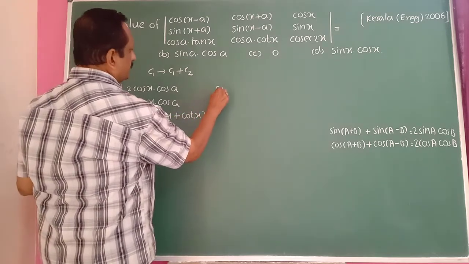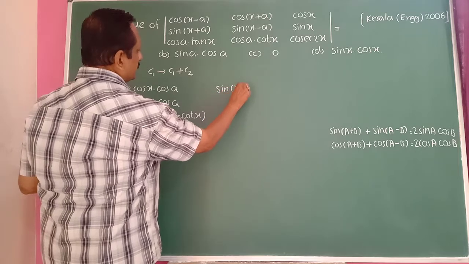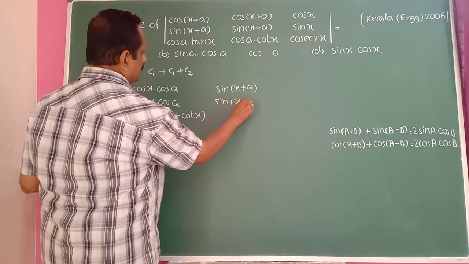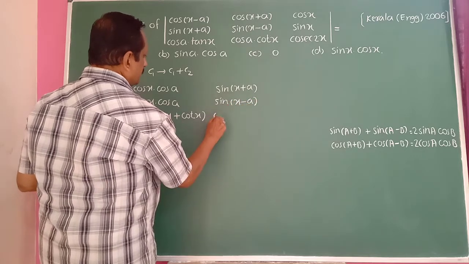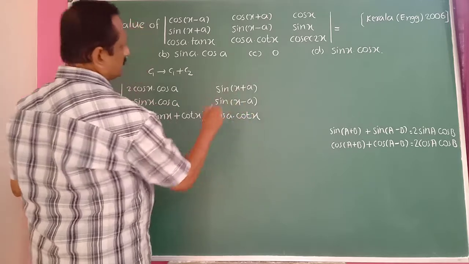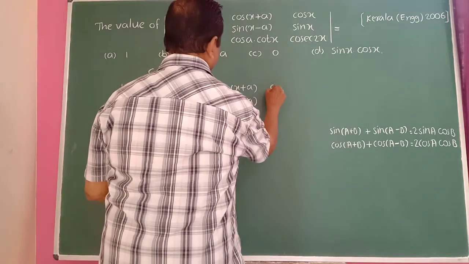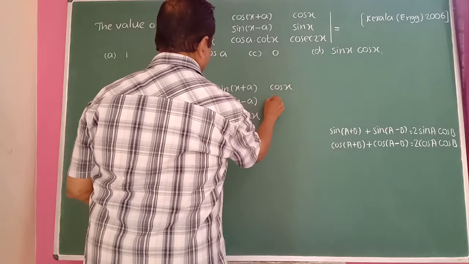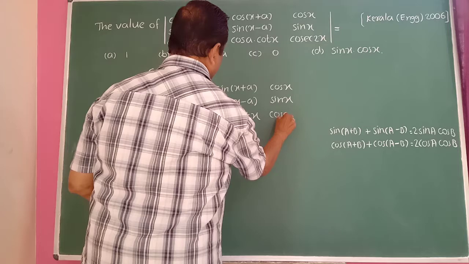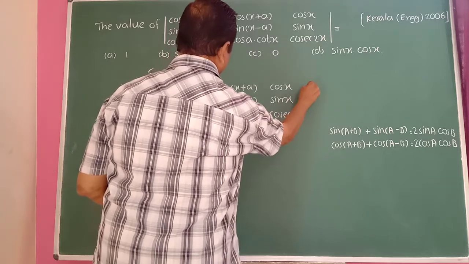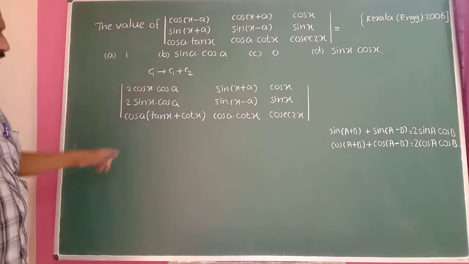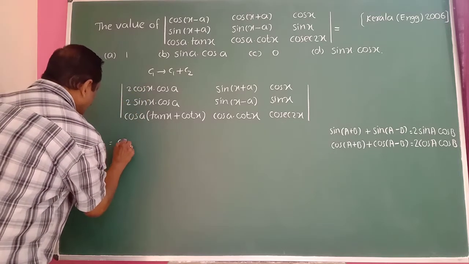Therefore sin of x plus a, then sin of x minus a, cos a into cot of x, then cos x, sin x, cosec of 2x here. Okay. From the first column, cos a is a common factor, so write it outside.